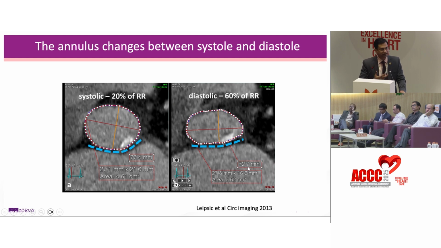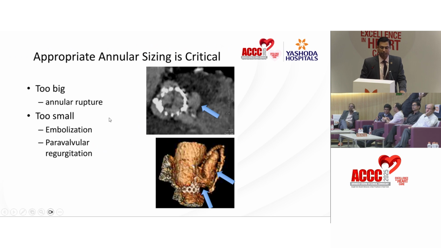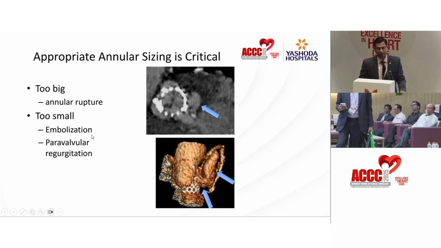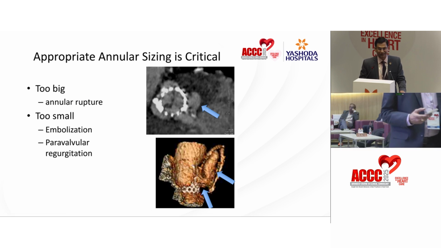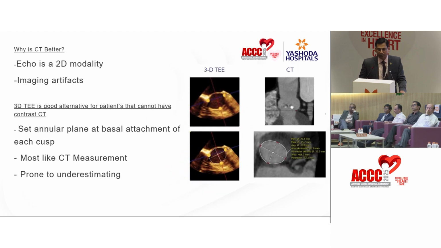So if you miss whether the dimensions are taken in systole or diastole, there is a chance that you will be undersizing your valve, and that can create trouble. Sometimes your valve could be larger than the annulus. It can cause an annular rupture. And at times, which is very much avoidable if you read the CT well, embolization, paravalvular regurgitation, all these can be avoided if you accurately size your annulus.